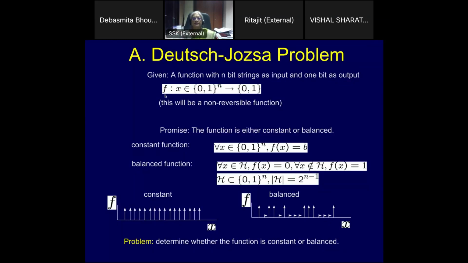Now, we don't know what the function is, but we are only given the information that the function is either constant or balanced. By constant, I mean for all the possible inputs, there are 2 to the n of them, the value of the function is the same. And by balanced, I mean, as shown in this figure, that for half of the inputs, we don't know which half, the value of the function is 1. For the other remaining half of the inputs, the value is 0. So this much we know. But the question we want to answer is: is this black box function constant or balanced? And in order to do so, how many times do I need to evaluate this function? That means calling the black box, feeding the input, and observing the output.